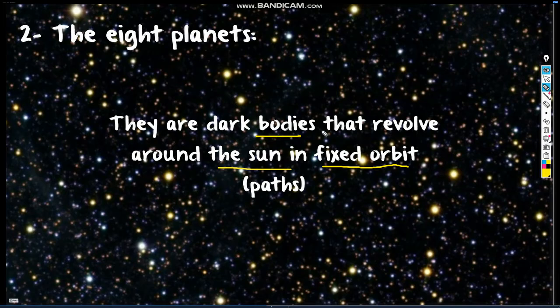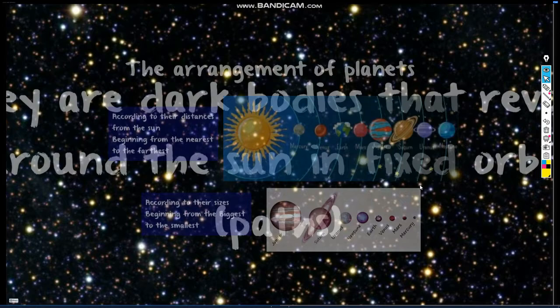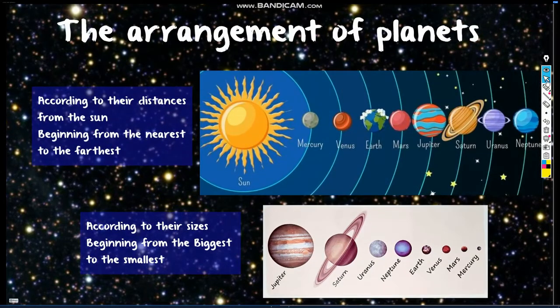They are dark bodies that revolve around the sun in a fixed orbit. Each planet revolves around the sun in a fixed orbit. Okay. How are they arranged? There are 2 arrangements to the planets. The first one is according to their distances from the sun: who is the nearest, who is the farthest, beginning from the nearest and ending with the farthest.